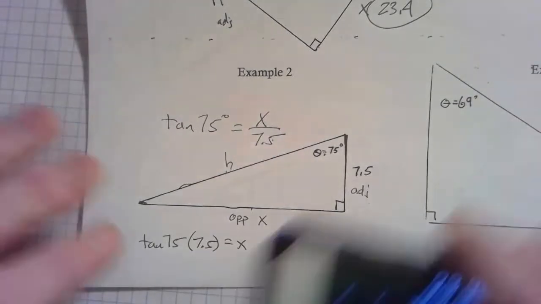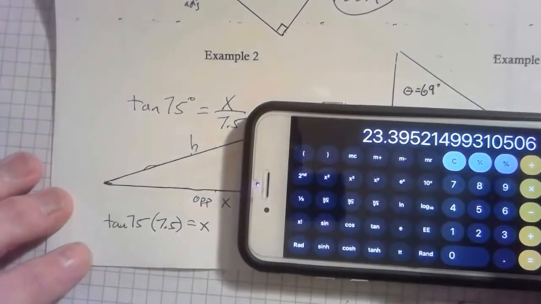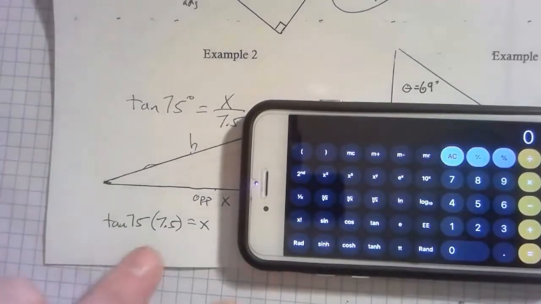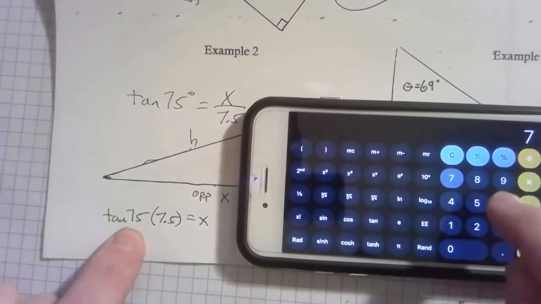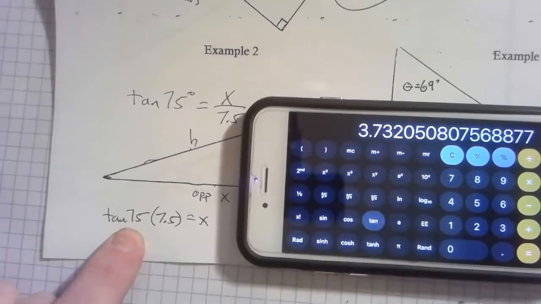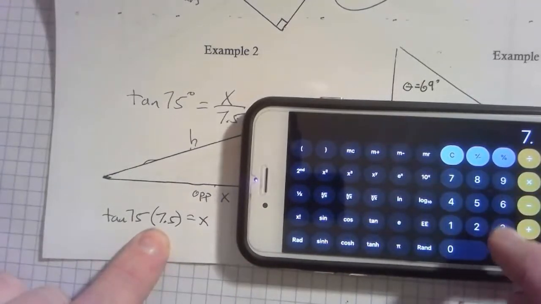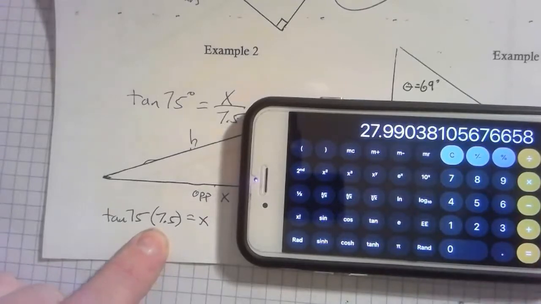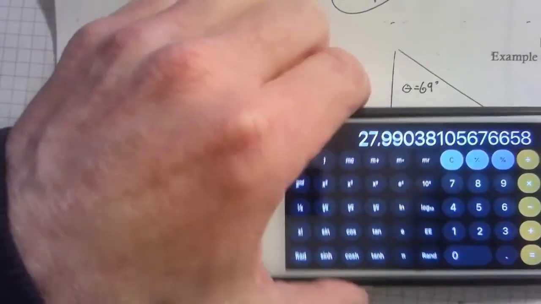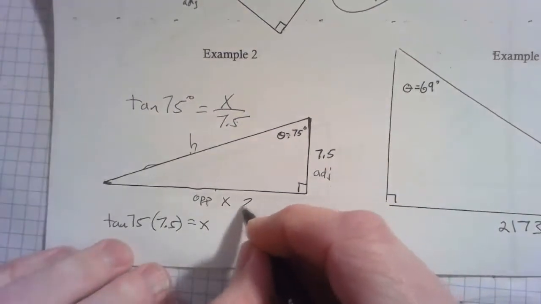So I type in on my calculator the angle first, 75, I hit tangent, and then times 7.5. 27.99, we'll call that 28. So this opposite side is 28.